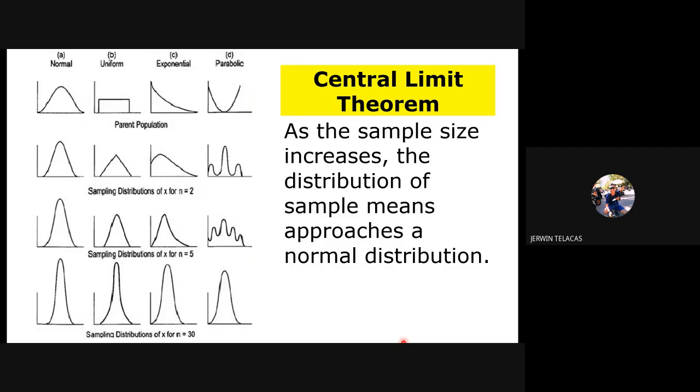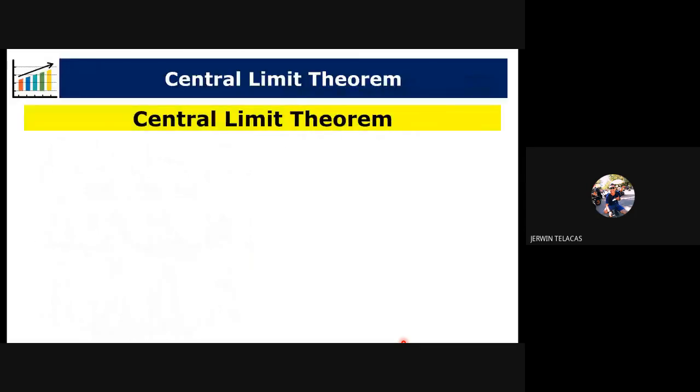Because that is not normally distributed. But we can take samples out of this population that is not normally distributed, and we can interpret that as a normal distribution. Okay? As in normal distribution. But of course, there are cases we need to consider before applying this central limit theorem.